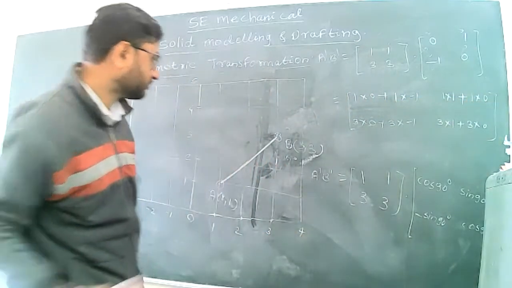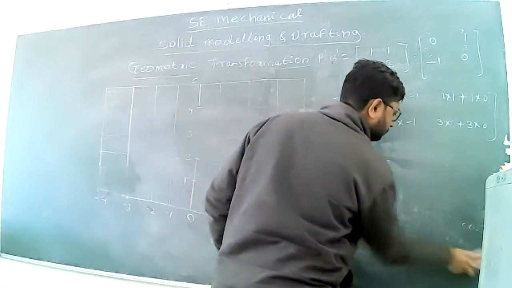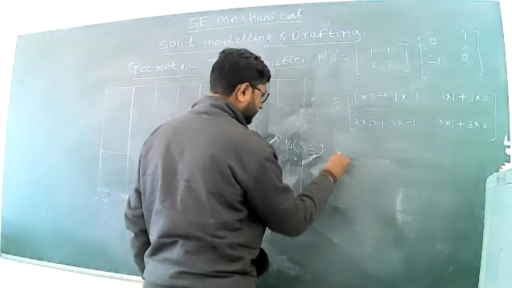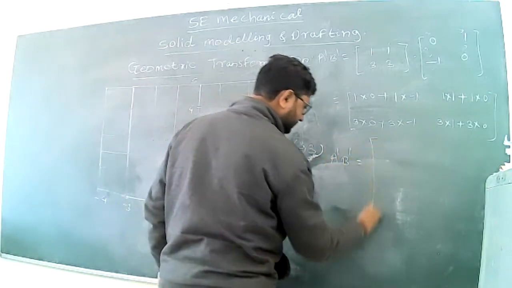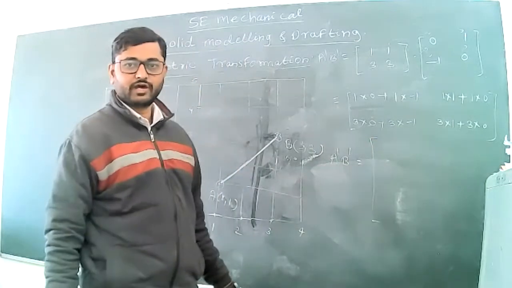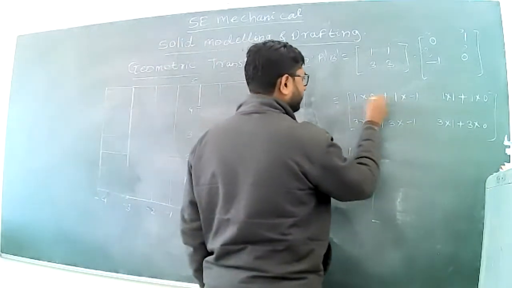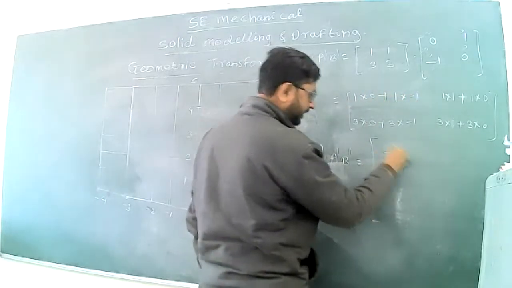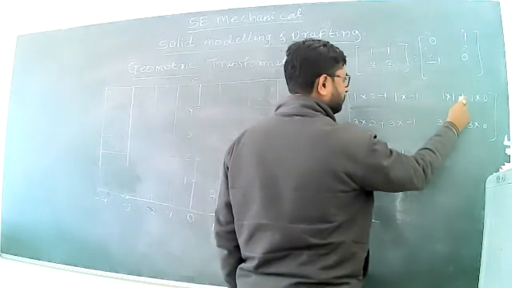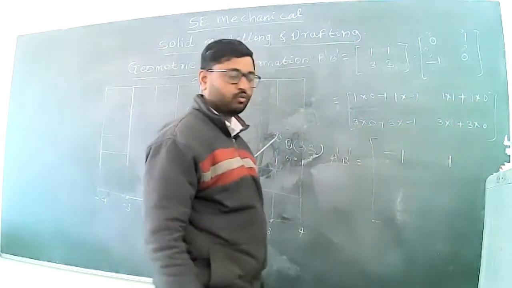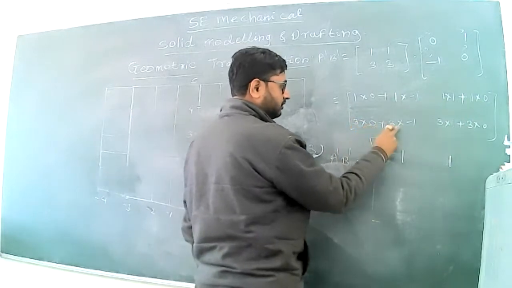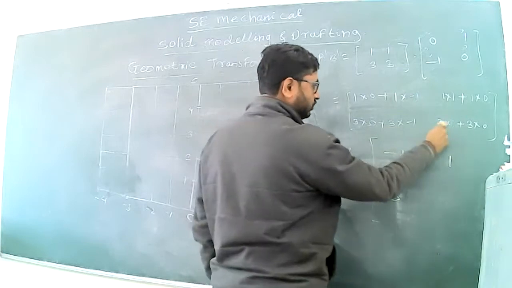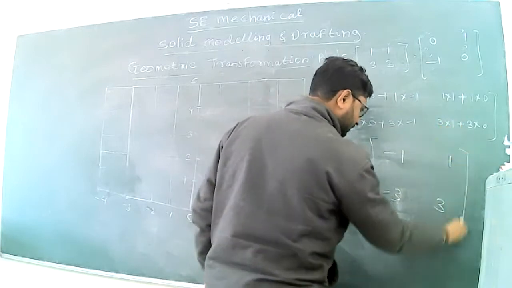So by calculation, the new coordinates of the line A dash B dash are: 1 into 0 plus 1 into minus 1, which is minus 1; 1 into 1 plus 1 into 0 is 1; 3 into 0 is 0, 3 into minus 1 becomes minus 3; and 3 into 1 plus 3 into 0 is 3.